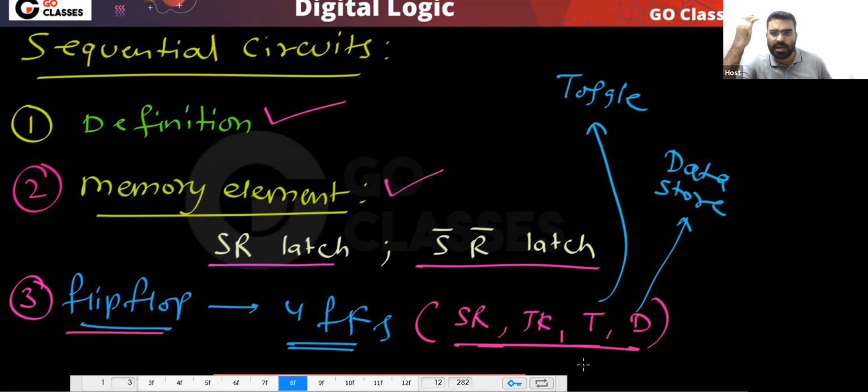And this J is similar to S, and this K is similar to R. So J is similar to set and K is similar to reset. So these things also we have seen.